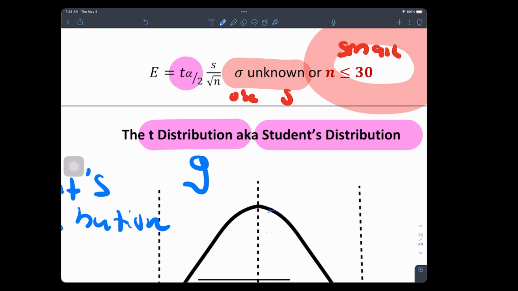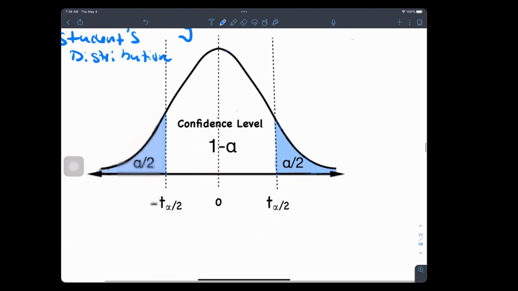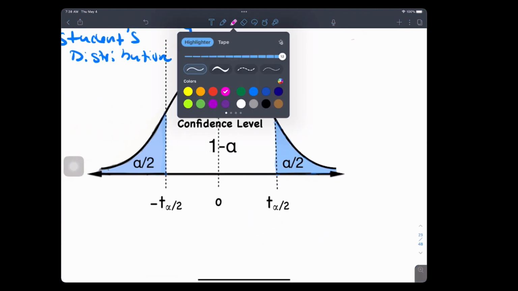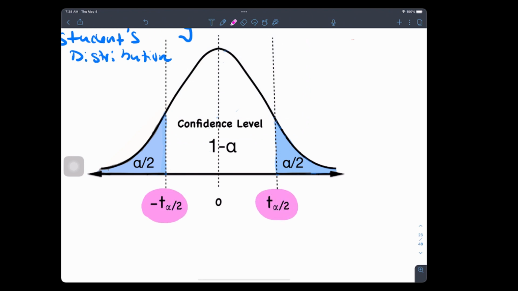to compute a margin of error when your population standard deviation is unknown, you have to rely on a sample standard deviation, or you have a small sample. It was a high school teacher that created the t distribution, and the t distribution resembles the z distribution. This is why you see these t values here in your confidence level picture. The high school teacher that did the original work on this decided to name it the student's distribution. How cute. It's cute, you know what I mean?